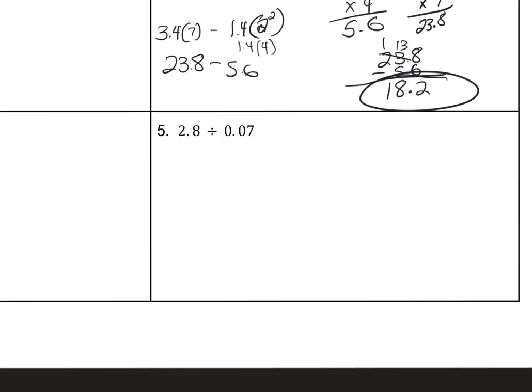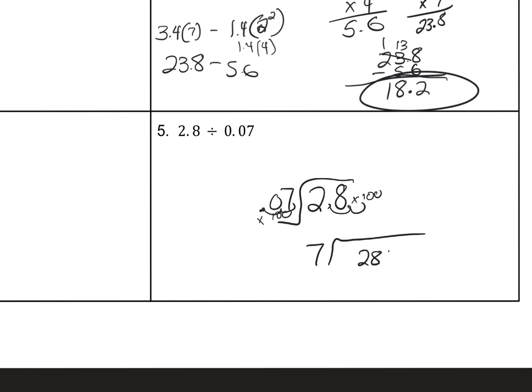And then our last problem. 2.8 divided into 0.07 groups. I'm going to have to multiply my divisor by 100 to move that decimal twice to give me 7. And if I multiply that by 100, I wind up with 7 dividing into 280, which gives me 40.